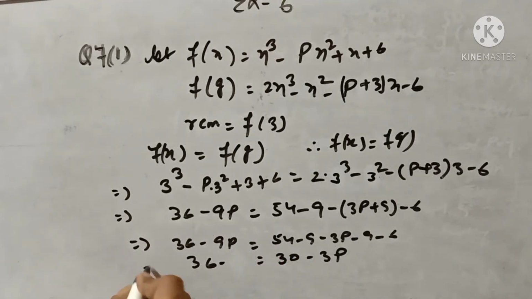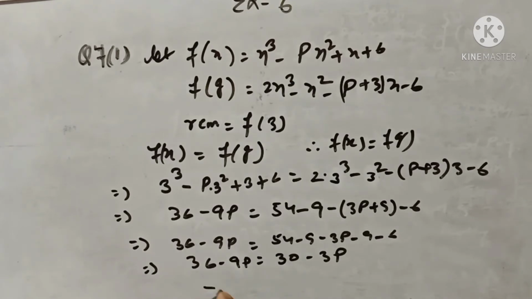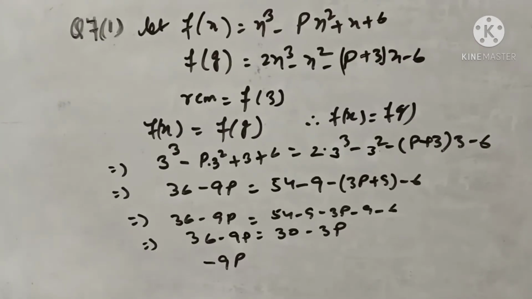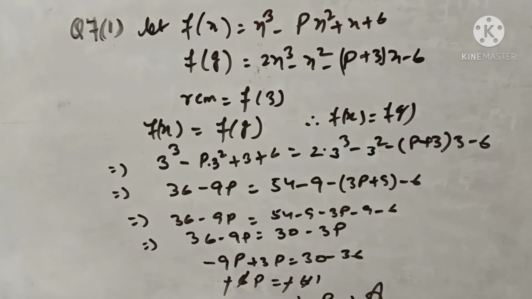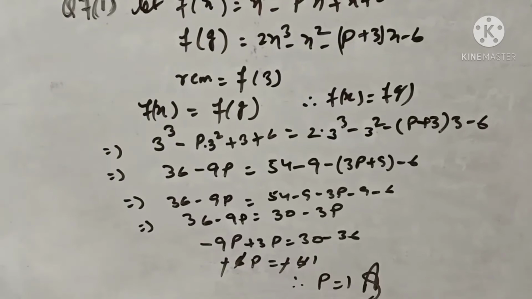This side is okay, the value of g has come 30 minus 3p. Now compare this: minus 9p, take this side plus 3p, and this is 30 minus 36. So it will come minus 6p equal to minus 6. So p equal to 1. Write down, this is our required answer. I hope you understand.